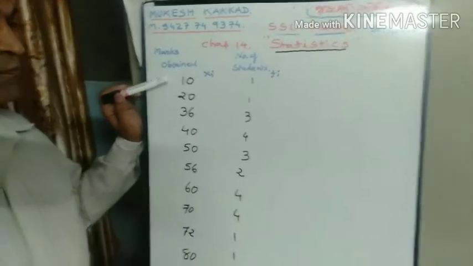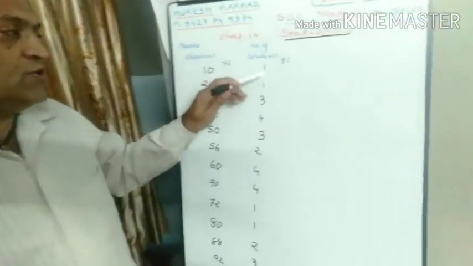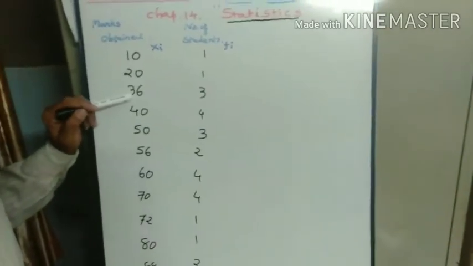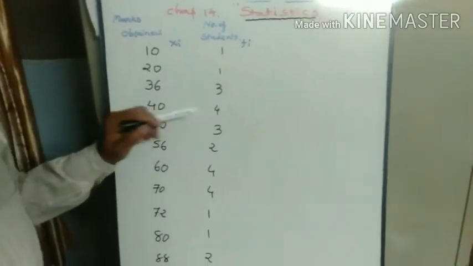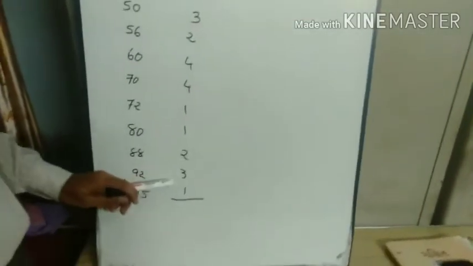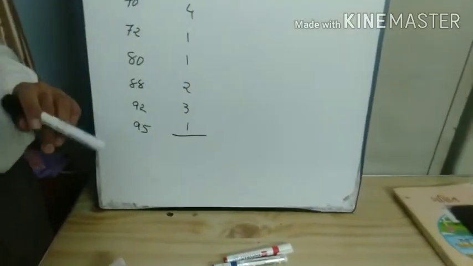So what is given? It is given that one student has got 10 marks. One student has got 20 marks. 3 students have got 36 marks. 4 students have got 40 marks. Just like 3 students have got 92 and 1 has got 95.